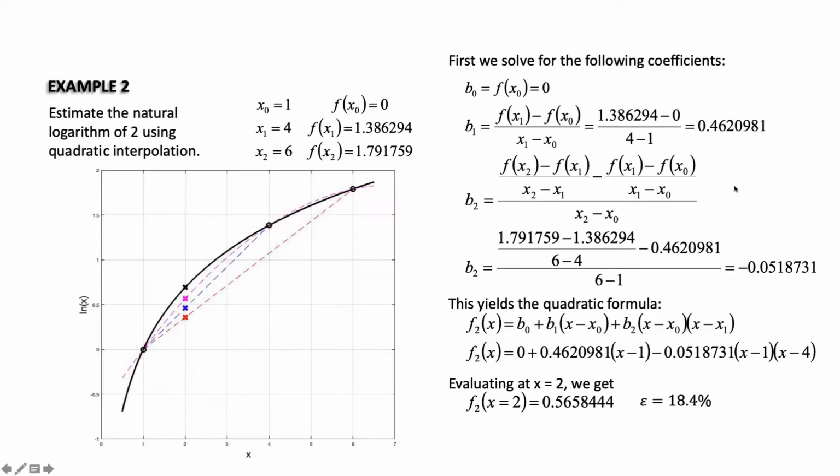Before we move on with the video, I would like you to take note of the following. b0 equals 0, b1 equals this value, and b2 equals this value. Please write them down somewhere on a sheet of paper because we're going to refer to them as we watch this video. Also write these down, this value of f of 2 at x equals 2, and the error, which is 18.4%.